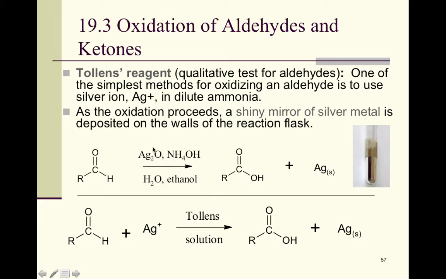Now, because this is an awful lot of stuff to write and the Tollens test is so commonly used, a lot of times instead of writing all this information, they will just put silver plus, because it is an ion, and Tollens solution instead of writing all of this stuff. So if you want to write the abbreviated version, make sure you have silver plus on the left-hand side, but silver solid on the right-hand side. That still needs to be included in your reaction if you want to write it that way.